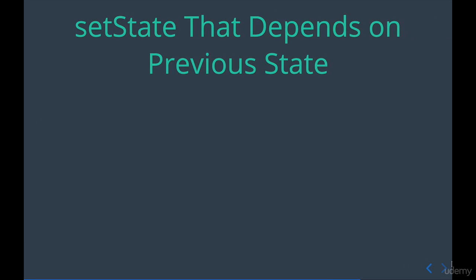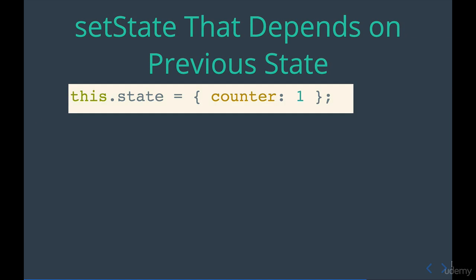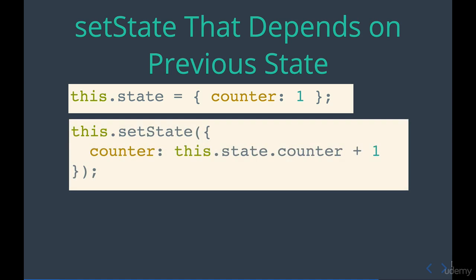So first, we'll take an example of a setState call that depends on a previous version of the state. In this example, we have a state where we just are keeping track of a counter. So every time something happens, we want to increment a counter. So you might write some code that looks like this. We're passing in a new value for counter, which depends on the old value of the counter. So inside that setState, this.state.counter gets incremented by 1.